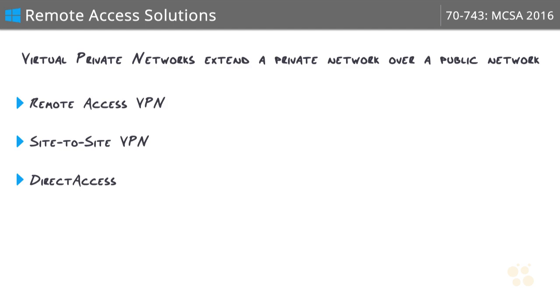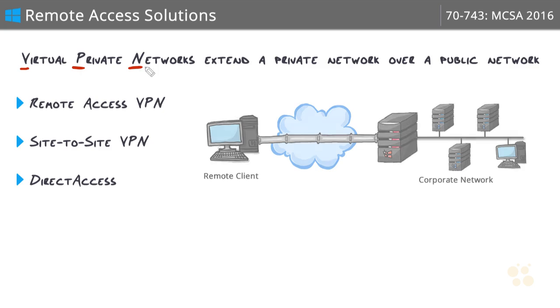All of these technologies have the same purpose, and that is to provide remote users and remote sites with access to our corporate network. And they do so over the public internet. And that's really the very definition of a VPN, a virtual private network, extending a private network over a public network. Now, the three remote access technologies we're going to be looking at in this section all work very similar under the hood. The differences, again, lie in the scenarios they support and the requirements associated with them.